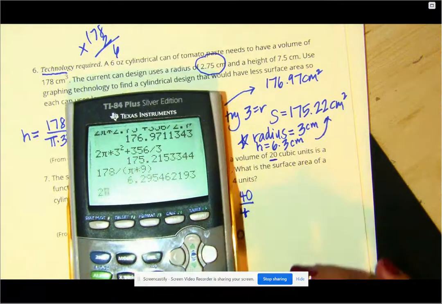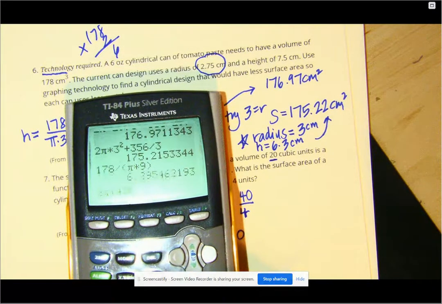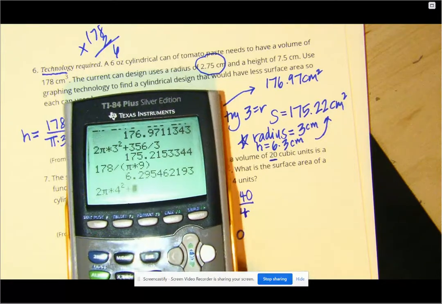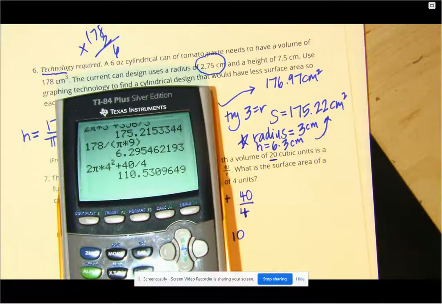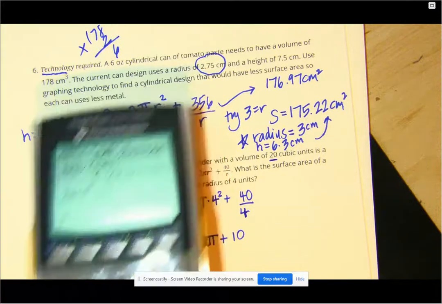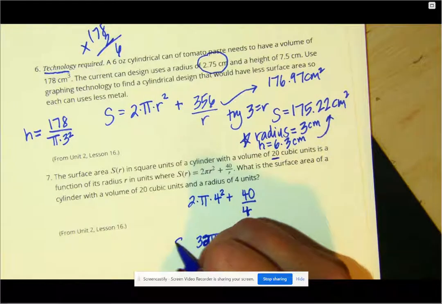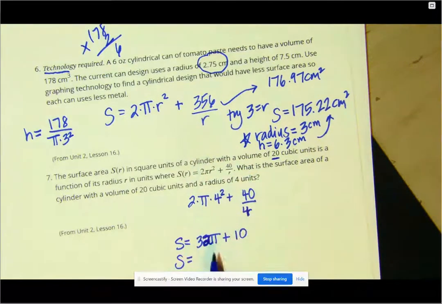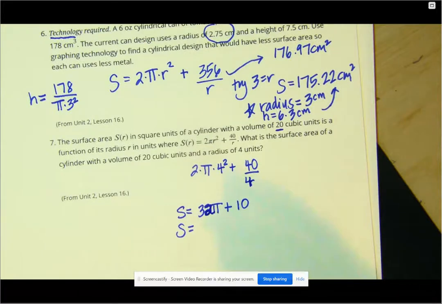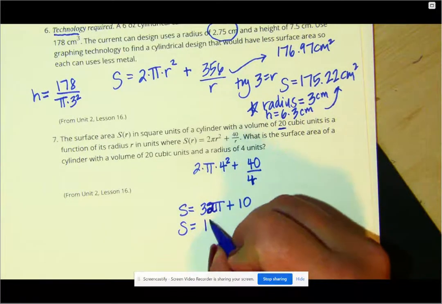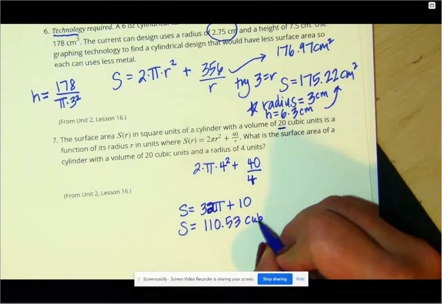Or I could actually get the value. 2 pi times 4 squared plus 40 divided by 4. Surface area is 110.53 square units. So this is just written exact, right? Because we're just leaving it in terms of pi, but if you type it in the calculator, you get 110.53 square units.